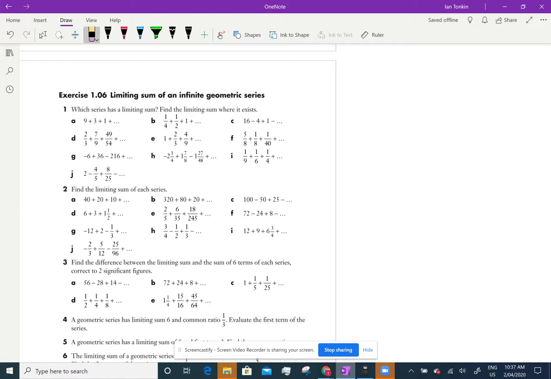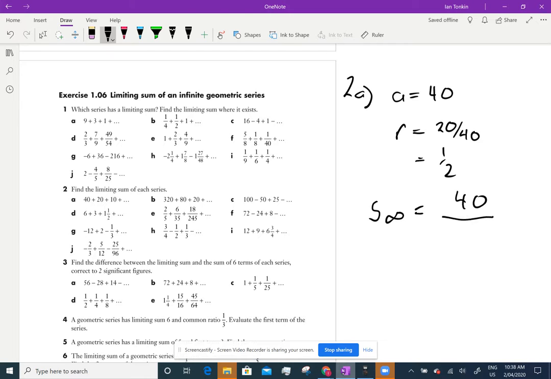So here's 2A. A equals 40 and R equals 20 over 40, which is a half. So S of infinity, the limiting sum, is A, 40 over 1 minus a half. Well, 40, I don't need my calculator here. 1 minus a half is a half. What do I do when I divide by a fraction? I multiply by the reciprocal. The limiting sum is 80.